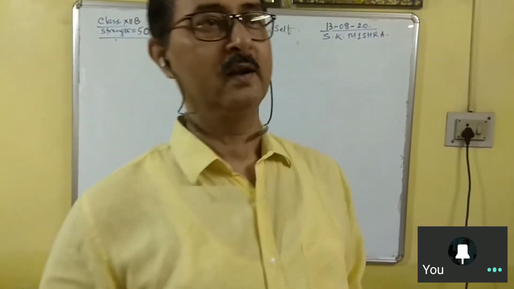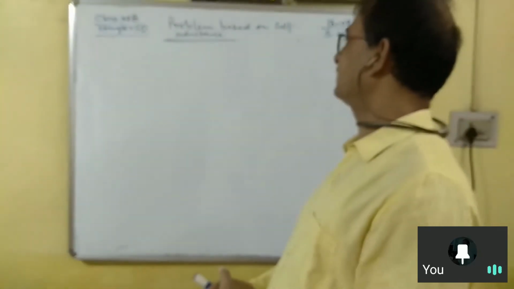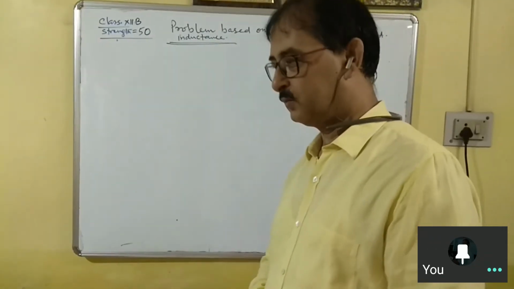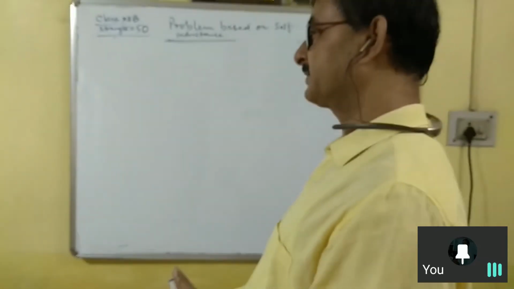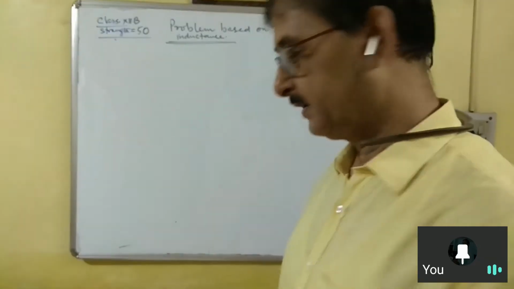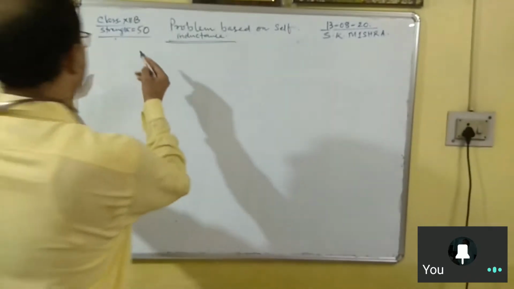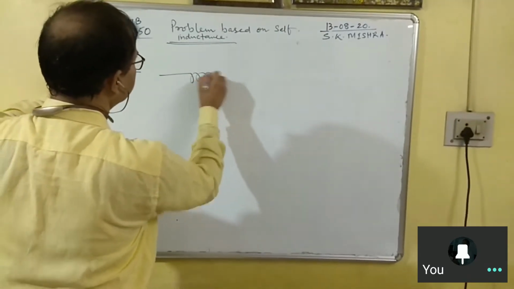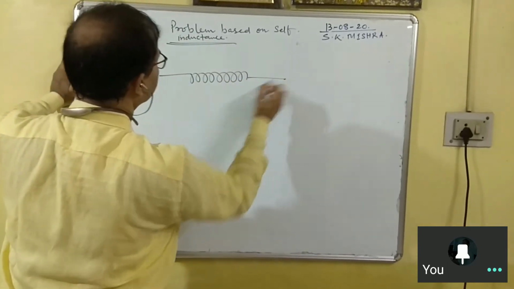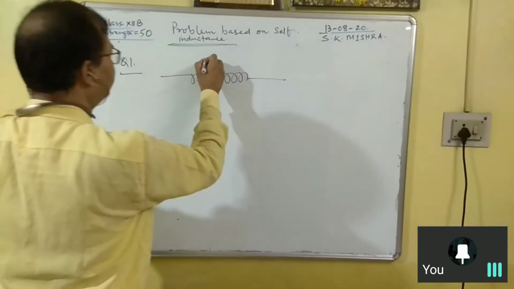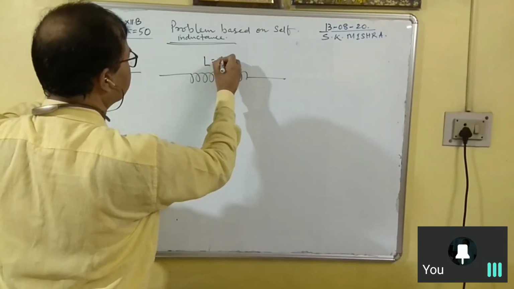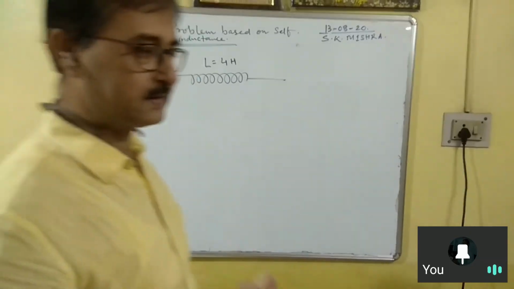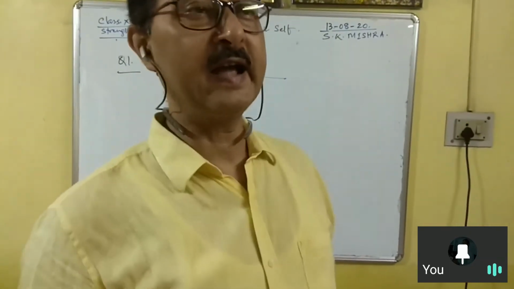Today we will learn about the problem based on self-inductance, and then we will discuss the self-inductance of a long solenoid. So first we discuss some conceptual problems. If you have a coil or a solenoid whose self-inductance is given to you, say it is 4 Henry. The unit of self-inductance, remember, is Henry.